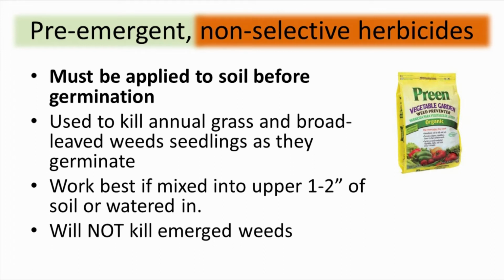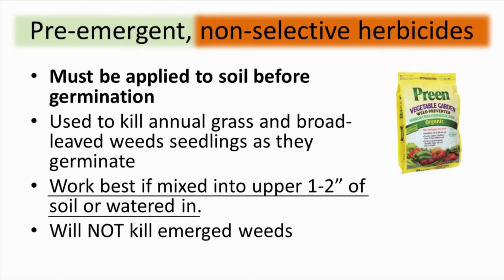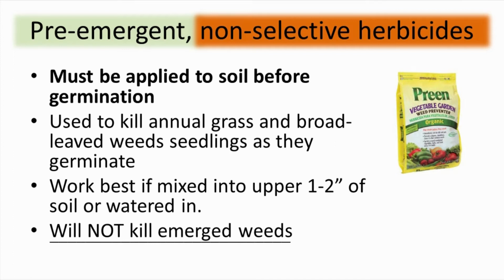For starters, let's look at a pre-emergent non-selective herbicide. As a pre-emergent, we know it must be applied to the soil before seeds germinate. As a non-selective herbicide, it will prevent both grass-like and broadleaf seeds from germinating. They work best if they are mixed into the upper 1 to 2 inches of soil or watered in. They will not kill emerged weeds, so you need to make sure to time the application appropriately to prevent weed seeds from germinating. These products are available as both organic and synthetic forms. They are best used for weed control around existing plants in the garden, such as in the perennial flower bed. Always read the label for instructions on proper use.